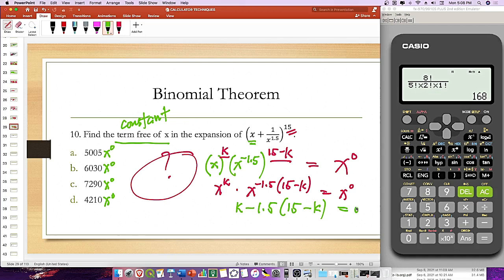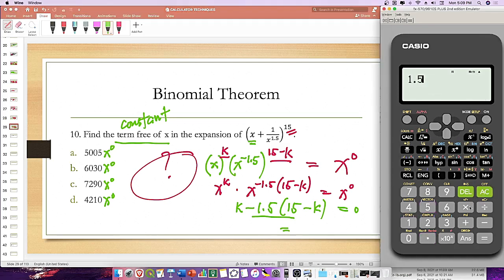Now we can solve for the value of k. How are we going to do that? Of course, you have to simplify. So let's expand. We don't have the value of k, so we will first solve for k so that we will know what the exponents of x and x raised to minus 1.5 are. Now if we multiply this term and then transpose it to the other side of the equation, I will be using a calculator. That's 1.5 times 15, that's 22.5.